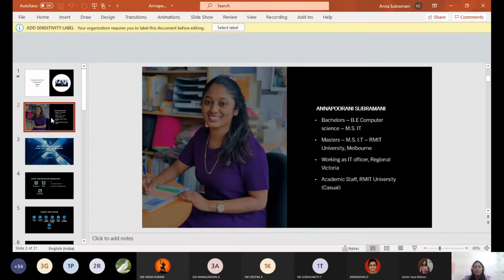Once I completed that, I was looking for a job and I got a job in regional Victoria. It's almost the same state, but a different place. I started working there as an IT officer, and I'm still doing the same role. I'm also working as an industry fellow, a casual academic staff at RMIT University. So this is my background, and I started from Panimala, and it's my pleasure to be back here.